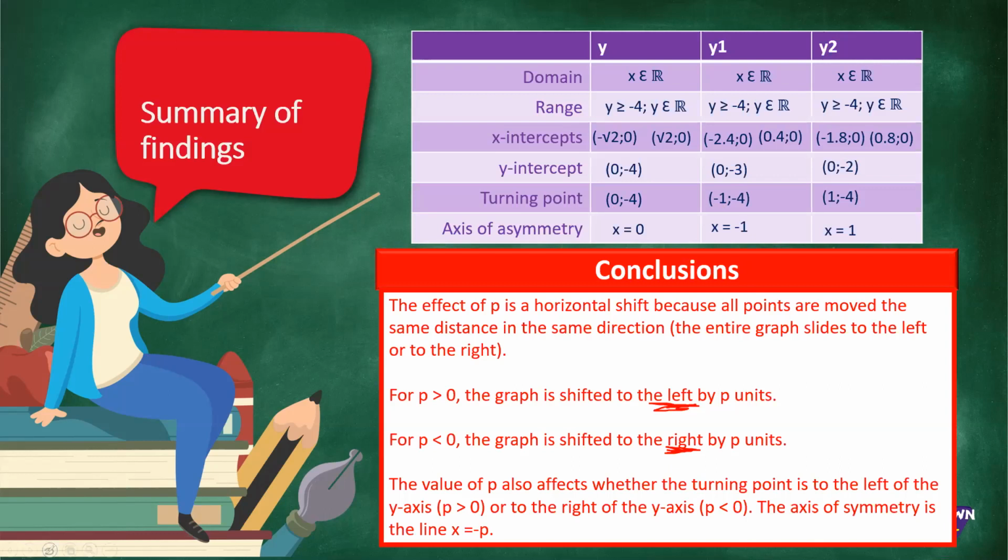Right, guys? The axis of symmetry simply becomes minus P. So remember, for y1, our P is equal to 1. So look, our axis of symmetry is minus 1. Here, our P is equal to minus 1, and our axis of symmetry is 1. That's simply it. That's what the parameter does, guys. The parameter shifts the graph to the left or to the right.